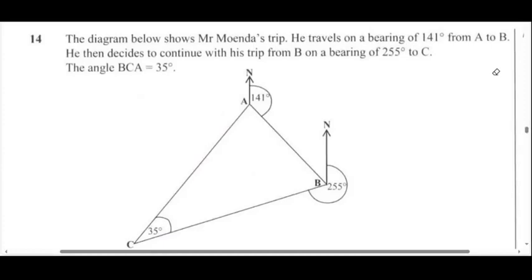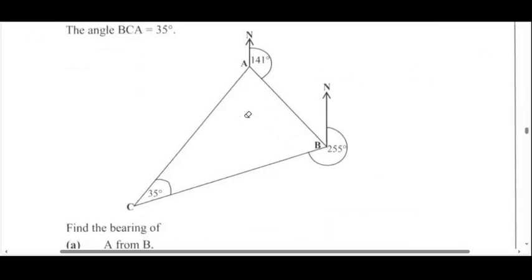So in this presentation, we are going to look at a question that is coming from bearings. The question reads, the diagram below shows Mr. Moinde's trip. He travels on a bearing of 141 degrees from point A to point B. He then decides to continue with his trip from B on a bearing of 255 degrees to point C. The angle BCA is equal to 35 degrees. So this is the figure that we have right here, where we have point A, B, and C.